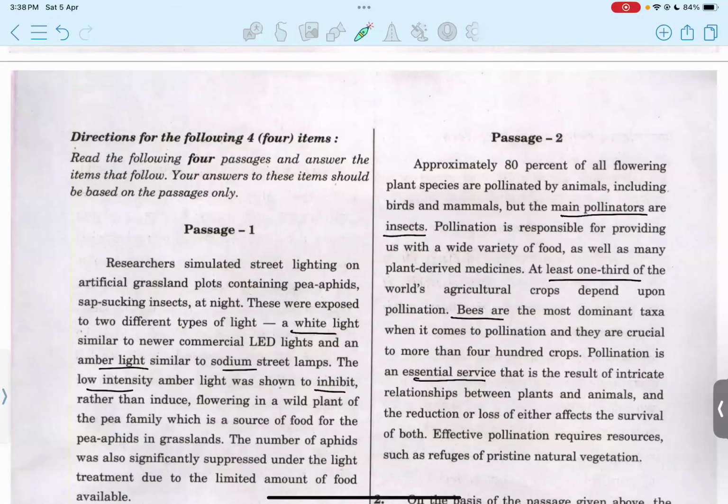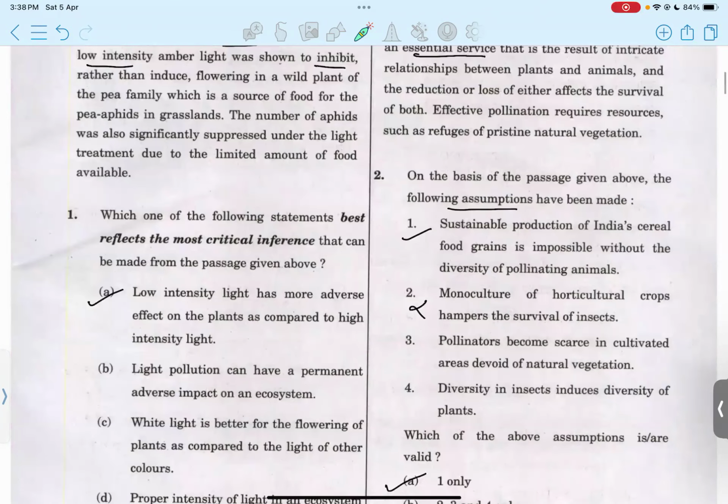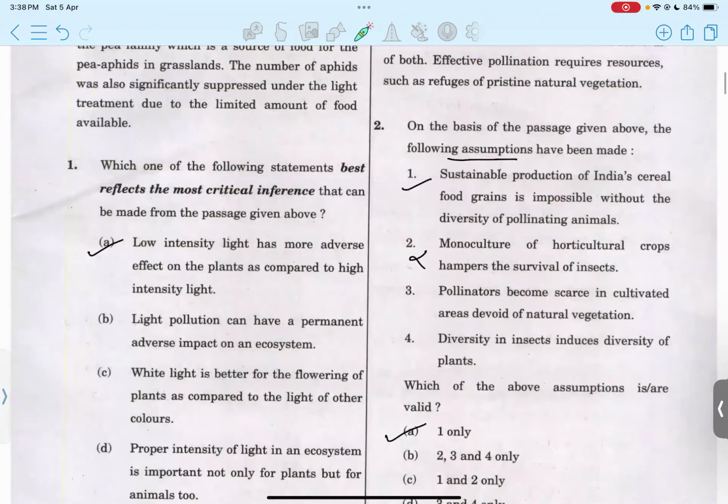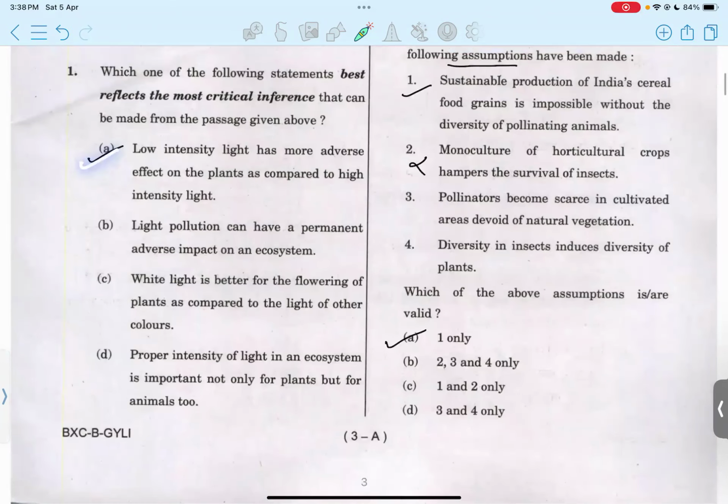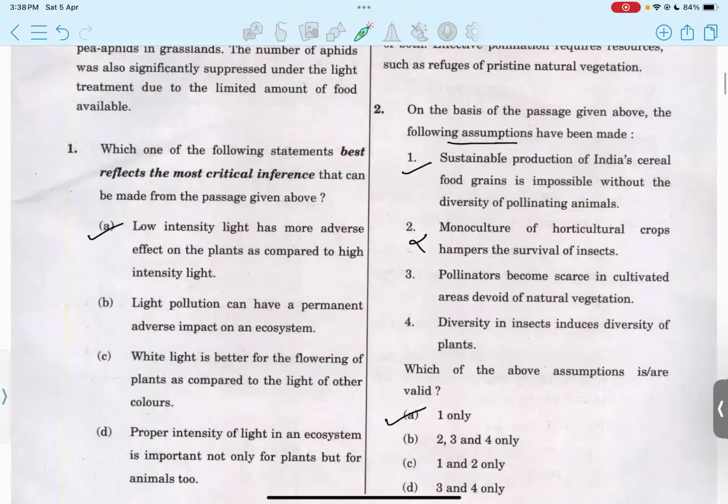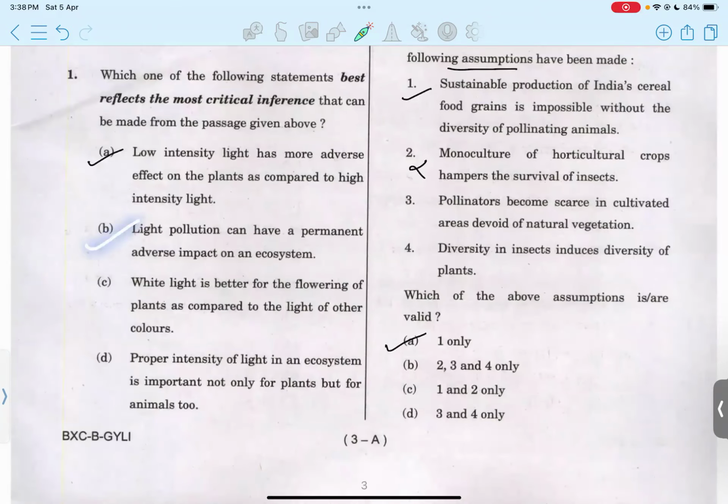So today we are starting off with the 2021 CSAT paper. We'll be taking up the first 40 questions. Starting with the passage, we have to look at the most critical inference that can be drawn. So I believe option A, that low intensity light has more adverse effect on the plants as compared to the high intensity light. Option B, light pollution can have permanent adverse impact.